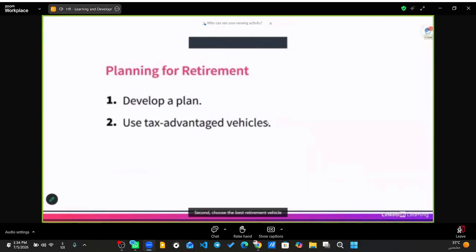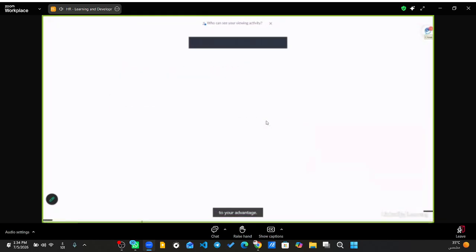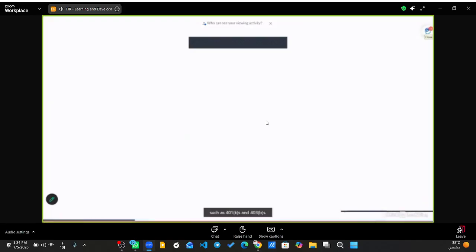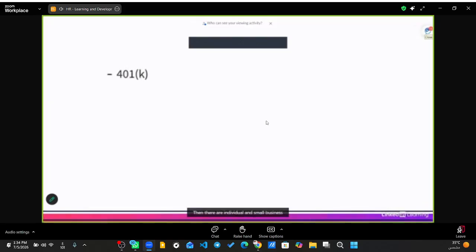Second, choose the best retirement vehicle for your needs and use them wisely. It's not what you make, but what you keep after taxes and inflation that makes you wealthy. Use tax-advantaged retirement vehicles to your advantage. This includes employer-qualified plans such as 401ks and 403bs. Then there are individual and small business retirement accounts such as IRAs and SEPs.